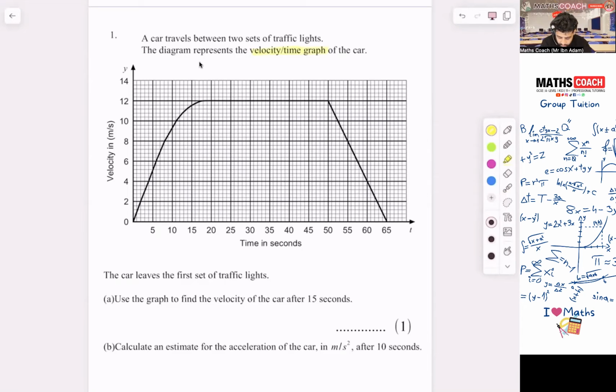If you notice, you've got velocity on the y-axis labeled, and you've got time on the x-axis labeled. Now, you might be wondering, well, yeah, it's obvious. It's just because later on we're going to deal with things like acceleration, and you're going to start to see those labels changed. That's why I'm making it obvious right now.